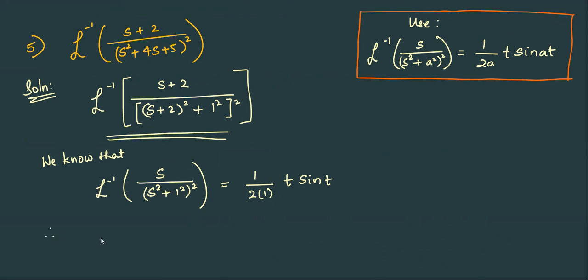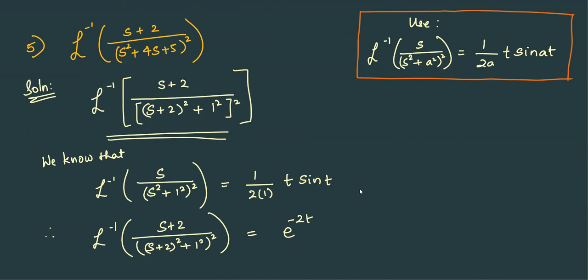So therefore Laplace inverse of s plus 2 into s plus 2 the whole square plus 1 square the whole square will be e power minus 2t. a is minus 2. Here s minus a, so s minus of minus 2. So e power minus 2t into half t sine t.